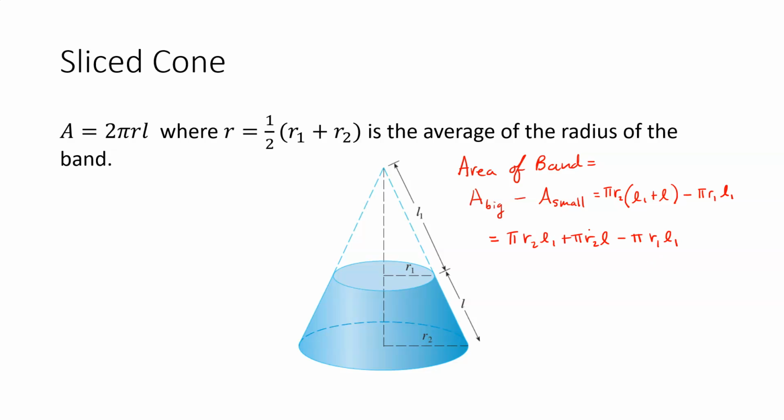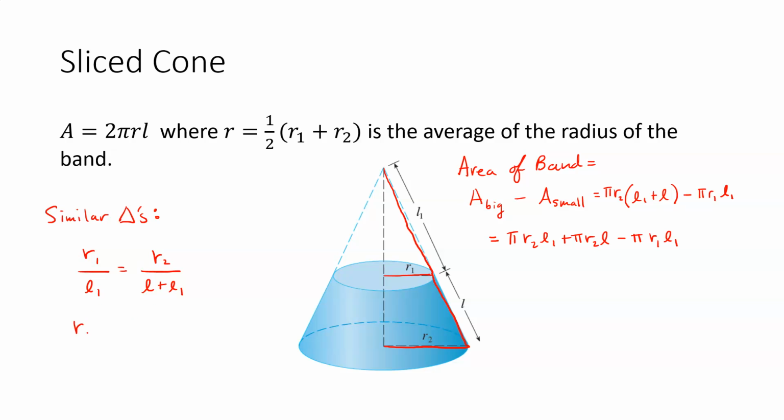One thing we can try and do now is relate L1 with L somehow, and the way we can do that is we can use similar triangles. Because we notice that here this smaller triangle has one side R1 and then the hypotenuse would be L1. So the ratio R1 over L1 should equal the ratio of the bigger triangle R2 to its hypotenuse, which would be L plus L1. So R2 over L plus L1.